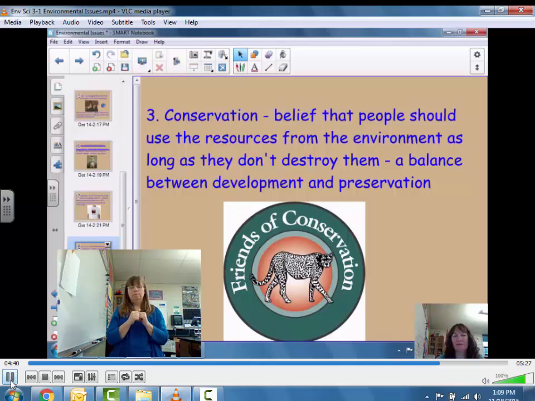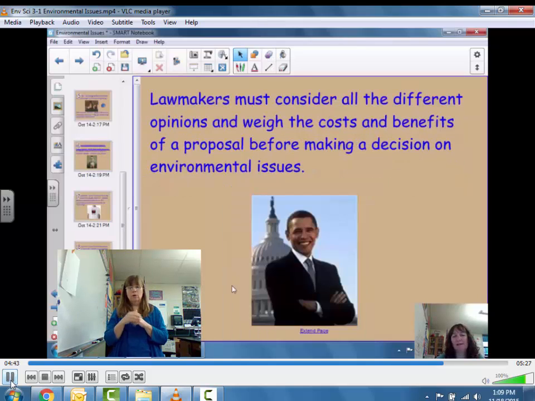Now, when you have these three different viewpoints, you have the lawmakers, who Barack Obama right now is the head of. They have to consider all the different opinions and weigh the costs and benefits of a proposal before making a decision on environmental issues. A cost would be something bad that would happen if they made that decision, and a benefit would be something good that would happen if they made that decision. We're actually going to do a little example of this in class when you get back, so we'll talk about that a little more then so you can get a better idea of that.